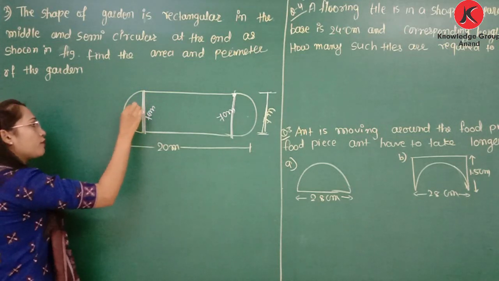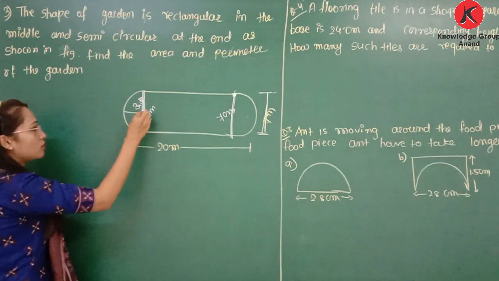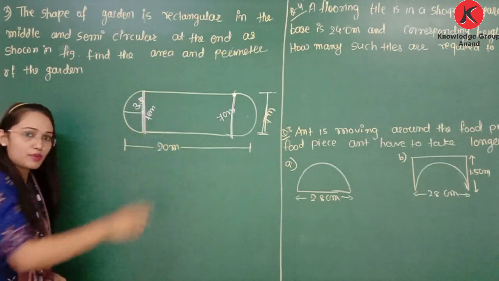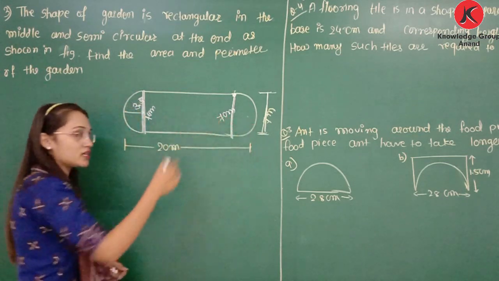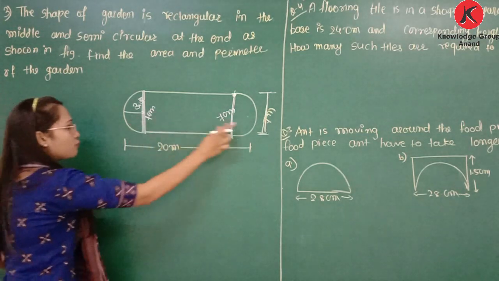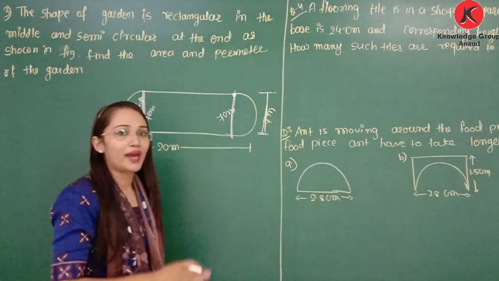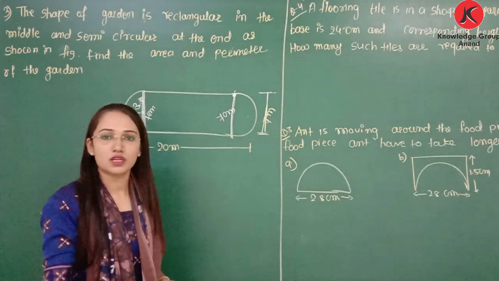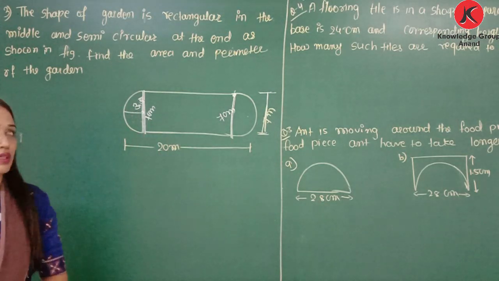So 3.5 will be what? Its radius. So we can get the radius of the semicircle. Now this is a semicircle, this is a semicircle, that is of the same radius. So if we combine that, we will get the whole circle. So here we need to find the perimeter of the whole circle, or you can write the perimeter of two semicircles. That is nothing but the whole circle. If you combine two semicircles, then it becomes a whole circle.